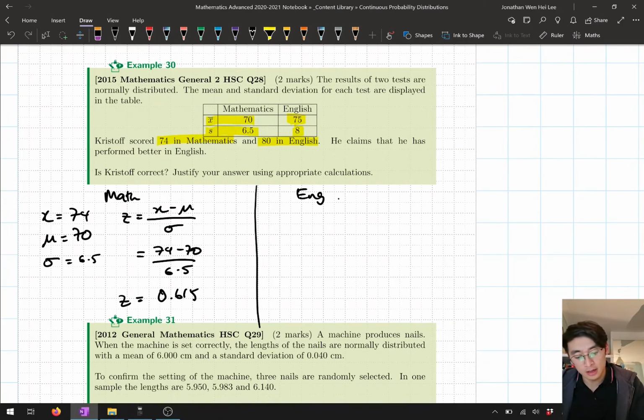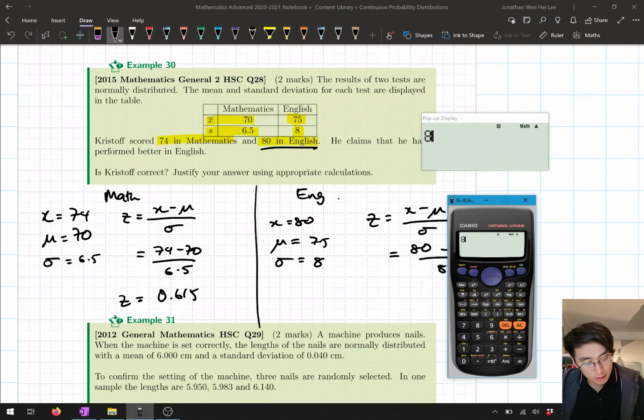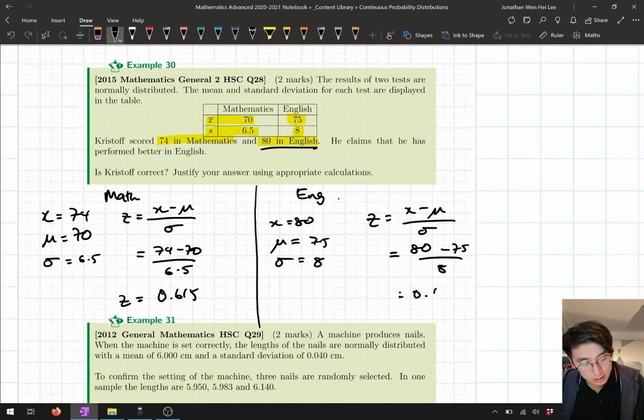Let's do the same for English. Now here in English, what's his score? His score is 80 in English. In English, they had an average or mean of 75, and they had a standard deviation of 8, just from the table. Once again, we're going to apply this formula. The Z-score is equal to the score minus the mean over standard deviation. So here, the score was 80 minus 75 over 8. Let's put this in my calculator. 80 minus 75 over 8. And we get 5 over 8, or 0.625. So that tells me he has a Z-score of 0.625.